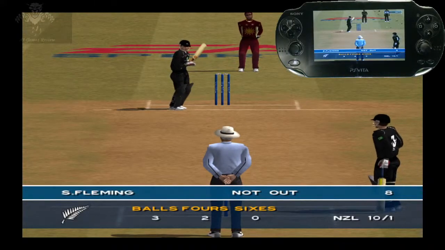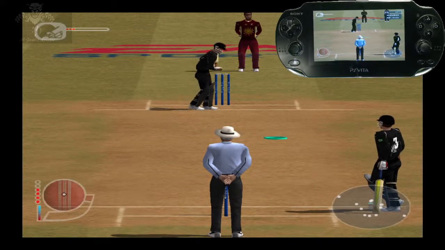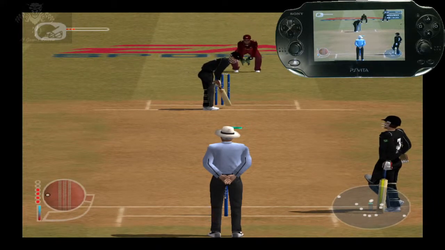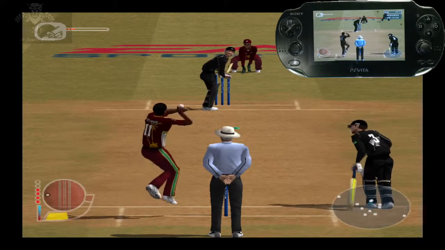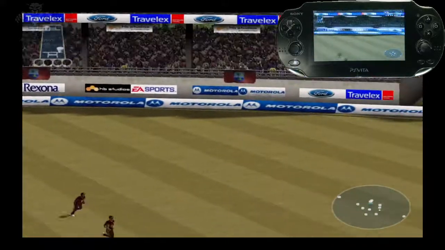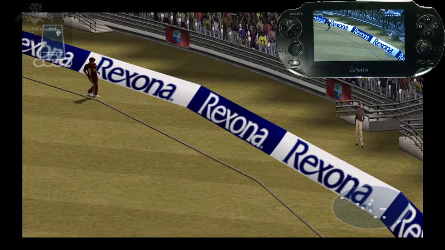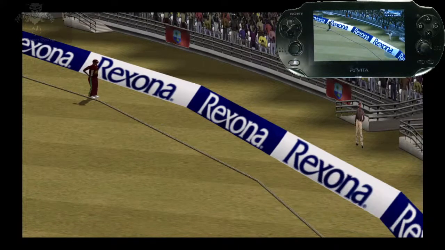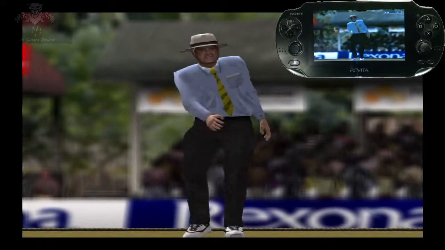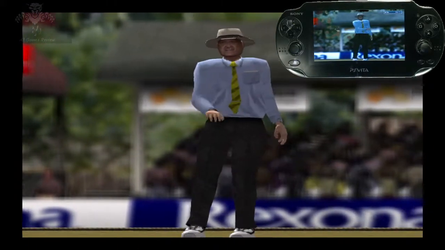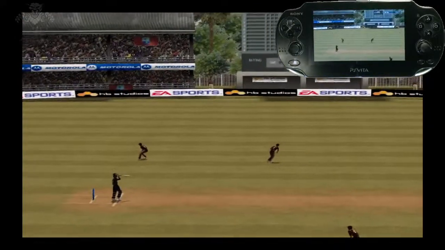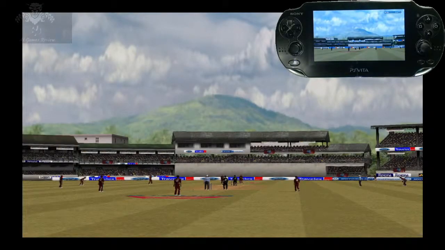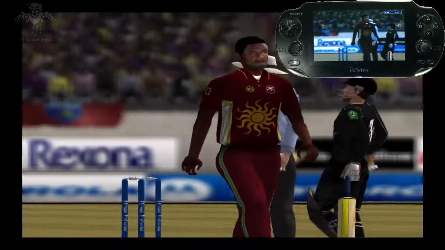Collymore to bowl to Fleming. He's got that one over the infield and away for 4. Fleming moves on to 12. He picked it up nicely and it's got him 4. New Zealand require 146 to win.